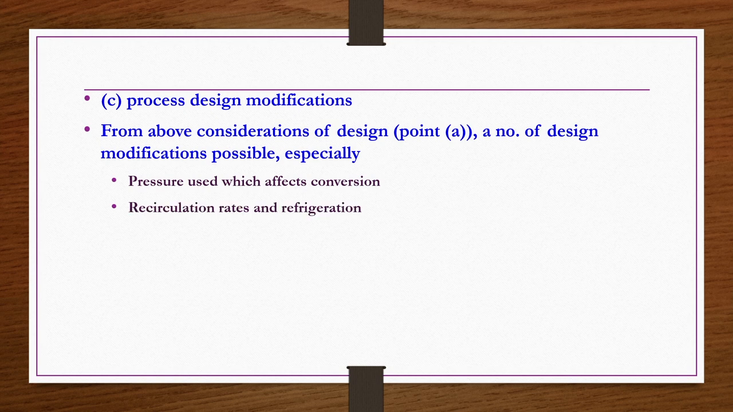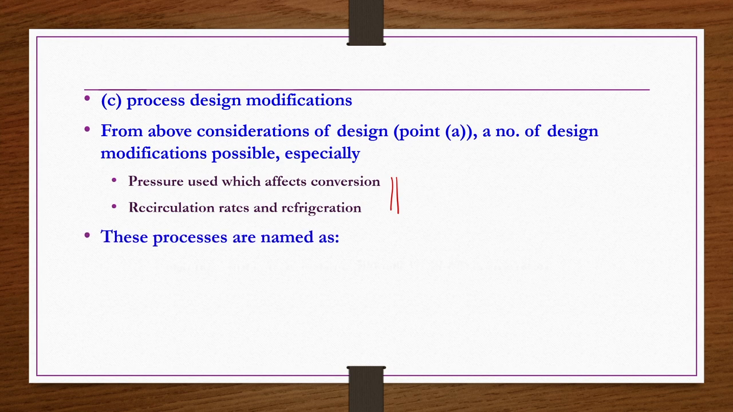Then another one is the recirculation rates and refrigeration. We have seen that per single pass only 8 to 10% of N2 and H2 conversion takes place to give the yield of ammonia, and the rest is all unreacted. So if you do not properly recirculate it to the reactor, it is not going to be efficient. So these two are very essential points in having different types of processes, right?